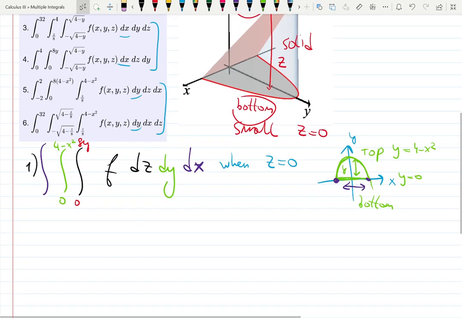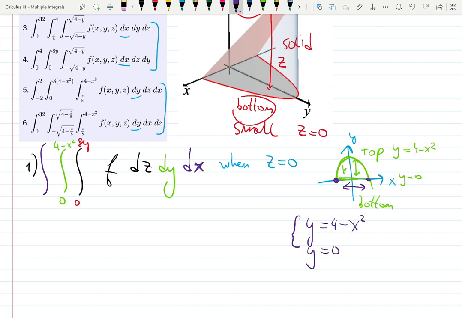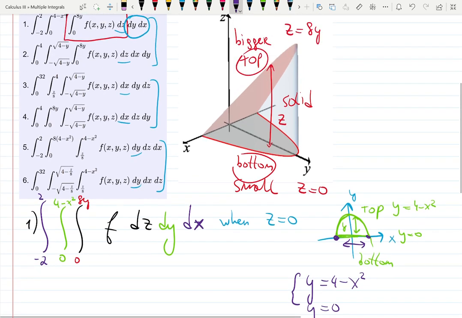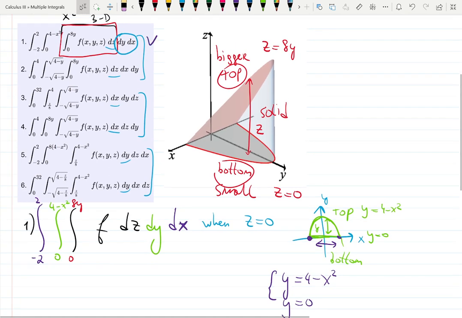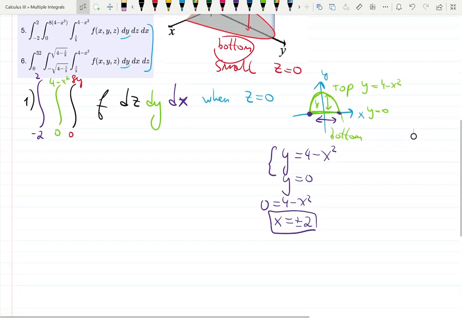To find these numbers, we need to solve the system of equations to find points of intersection of the parabola and y equals 0. Well, when 0 equals 4 minus x squared, x equals plus and minus 2, and we're using both here. So x is from minus 2 to 2, and this is the answer for number 1. Done. Let's speed up a little bit and see what's happening for the answer number 2.